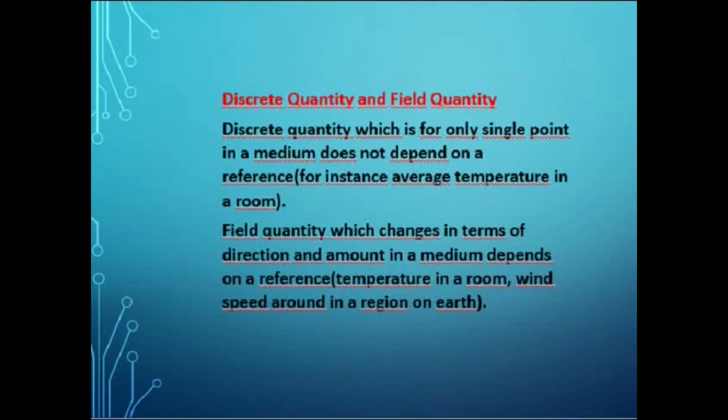Discrete quantity and field quantity. Discrete quantity, which is for only a single point in a medium, does not depend on a reference. For instance, average temperature in a room. Field quantity, which changes in terms of direction and amount in a medium, depends on a reference. For instance, temperature in a room, wind speed around a region on Earth.